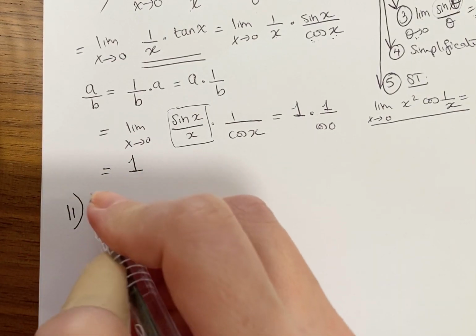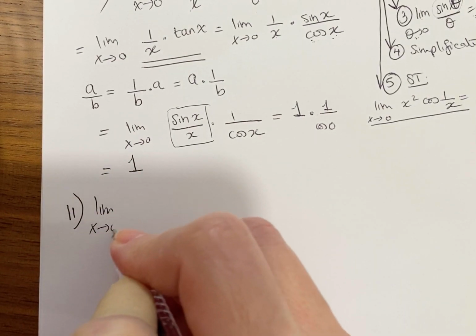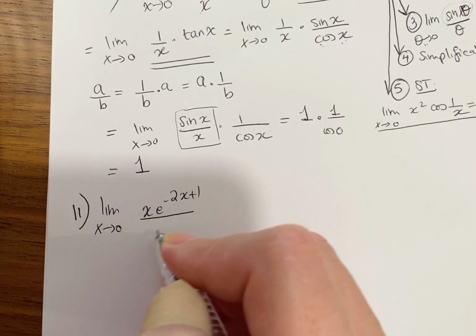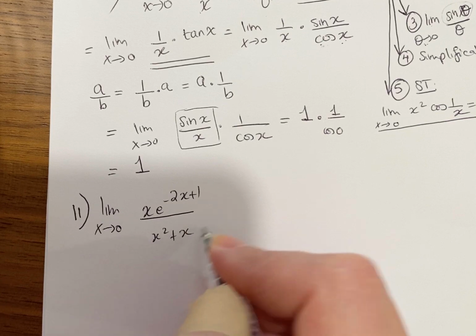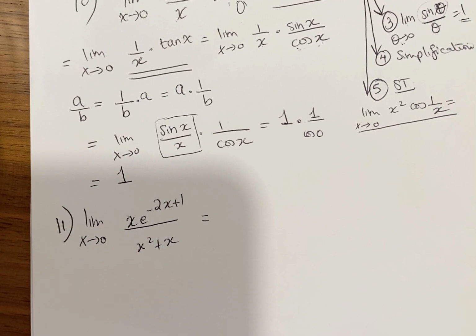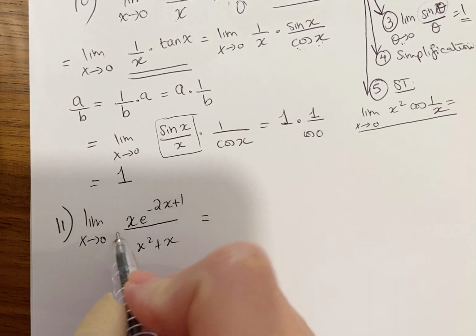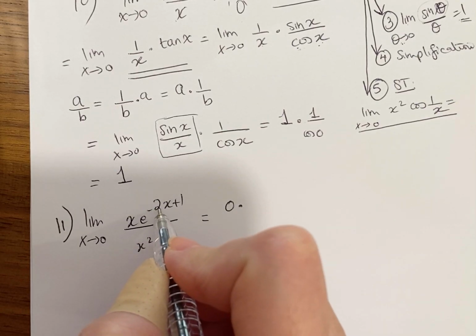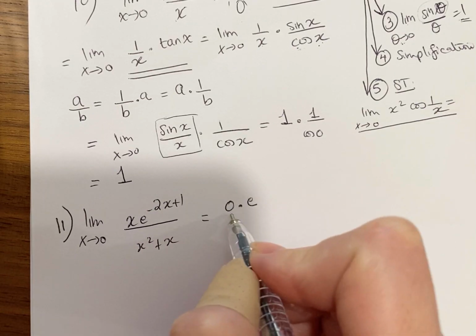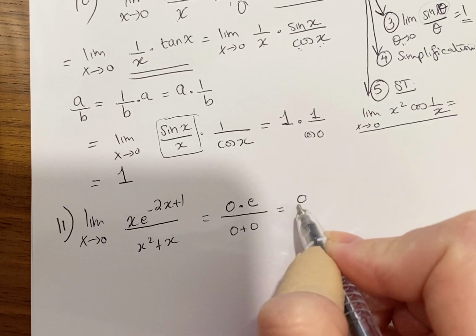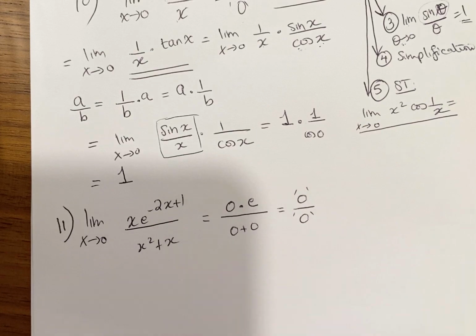Another example, example 11: limit as x approaches 0 of x e minus 2x plus 1 over x squared plus x. Again, we never do anything before we substitute. So substitution is our first resort. So what do we do here? We substitute 0. What do we get? 0. E to the power 0 plus 1 is e to the power 1, which is e, over 0 plus 0. The answer is 0 over 0.